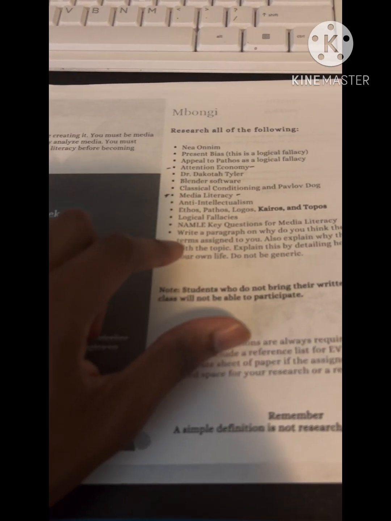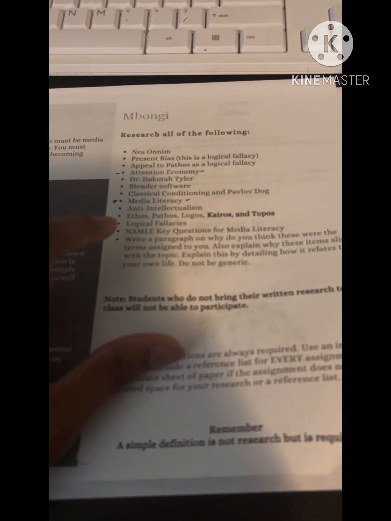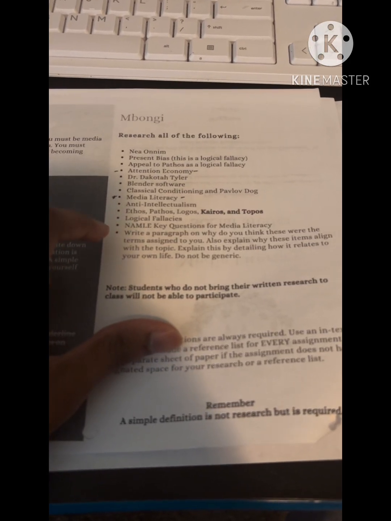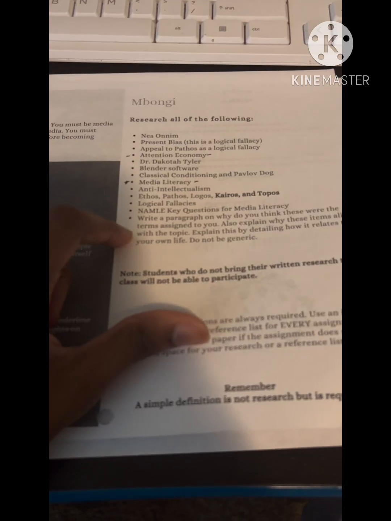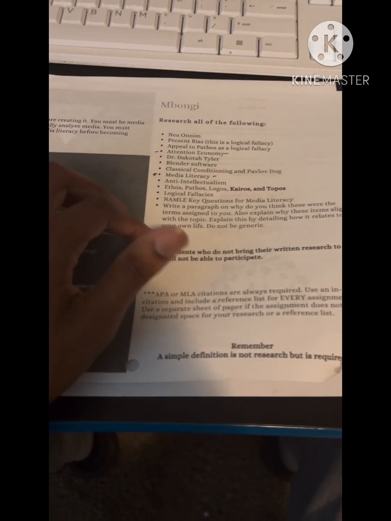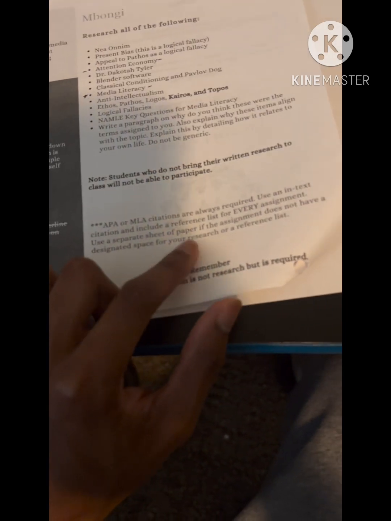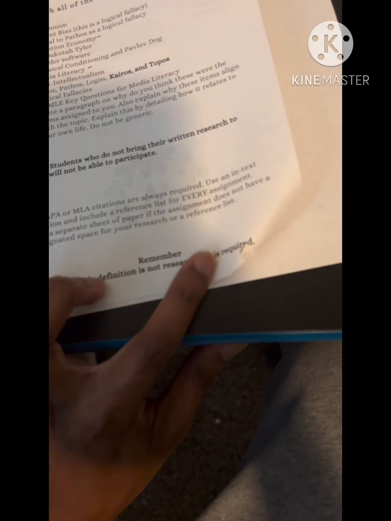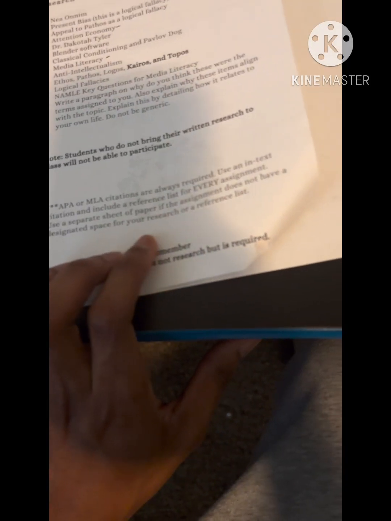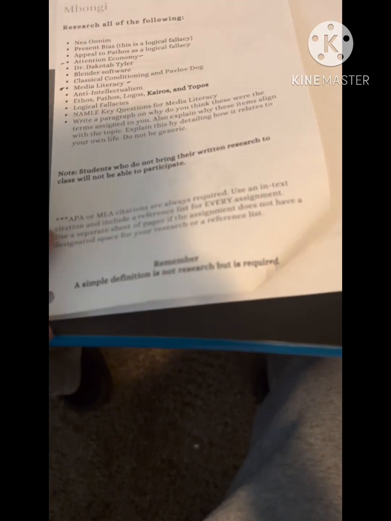And then we have: write a paragraph on why you think these terms were assigned to you. Also explain why these items align with the topic. Explain this by detailing how it relates to your own life. Do not be generic. And then it also says APA or MLA citations are required. Use in-text citations and include reference lists for every assignment. Use a separate sheet of paper if the assignment does not have designated space for your research or reference list. I apologize for those words.